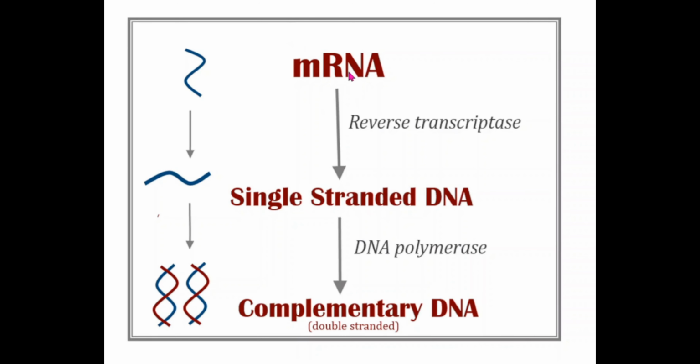Here is messenger RNA. Then from messenger RNA, finally we will get what? Complementary DNA. So messenger RNA will be reversed by the reverse transcriptase enzyme. Then single-stranded DNA will be made. Then by DNA polymerase and the complementary base pairing process, there will finally be double-stranded DNA.